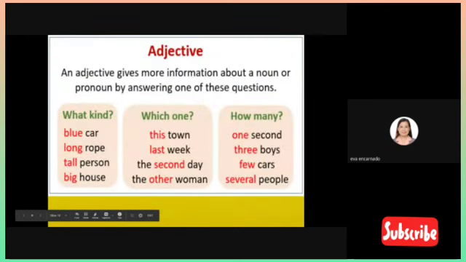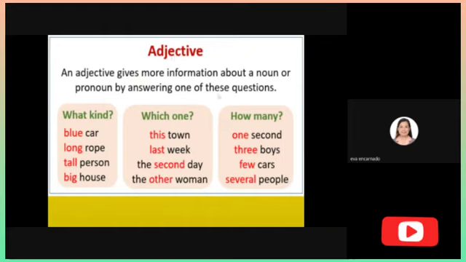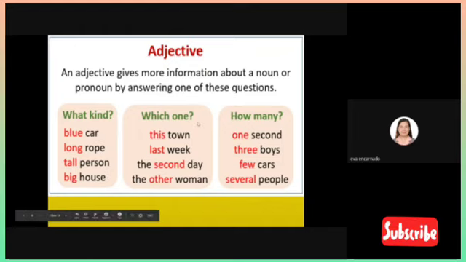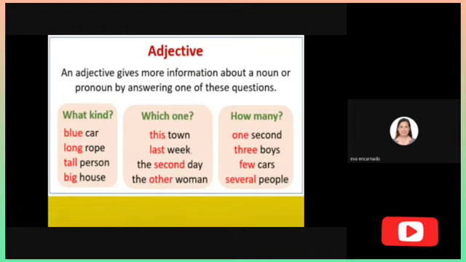Okay. Look at this. For you to be able to figure out an adjective in each sentence, you have to use these 3 questions here. What kind? Which one? How many? For example, what kind of car? Blue. What kind of rope? Long. What kind of person? Tall. What kind of house? Big. Which one or which town? This town. Which week? Last week.